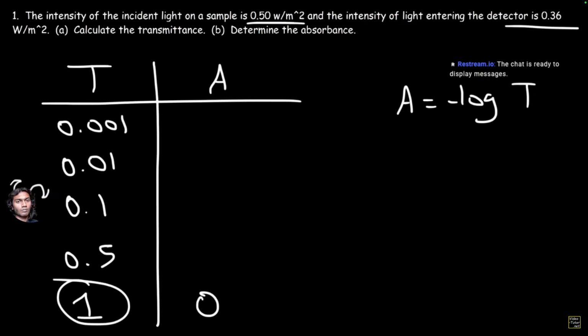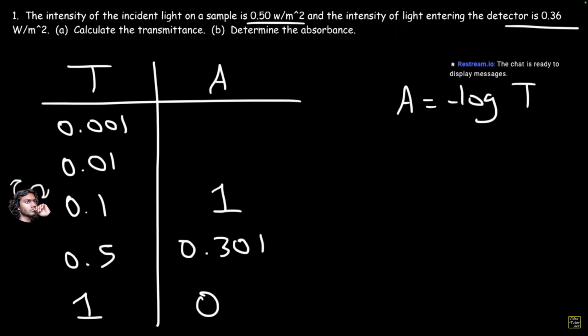Now let's say the transmittance is 50%. Negative log of 0.5 means the absorbance is 0.301. At 0.1, negative log of 0.1 is 1. So if it's 10% transmittance, then the absorbance is 1. Negative log of 0.01 is 2. This is, by the way, 10 to the minus 2. And this is 10 to the negative 3, so the absorbance will be 3.